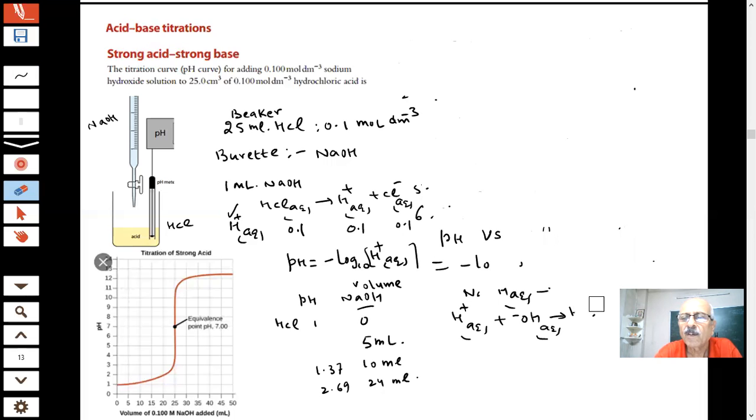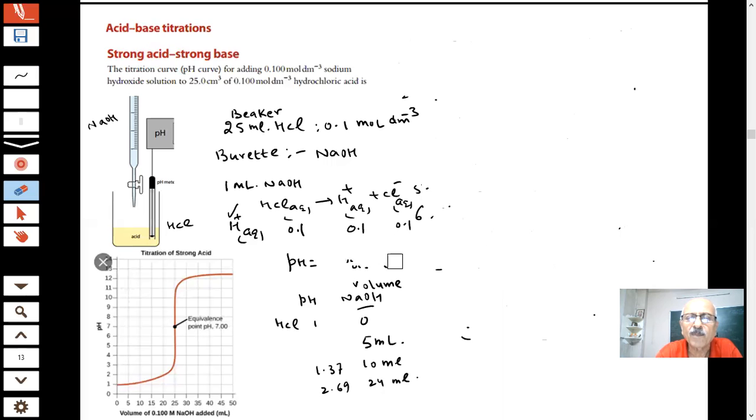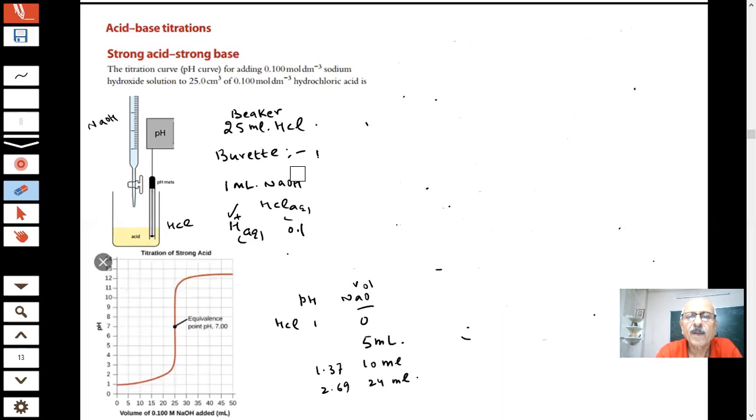Let us see how the pH is changing. This is the example of a strong base and strong acid titration. I have to draw the titration curve, for strong base and strong acid titration. We have to do the calculation to find how many moles are used.